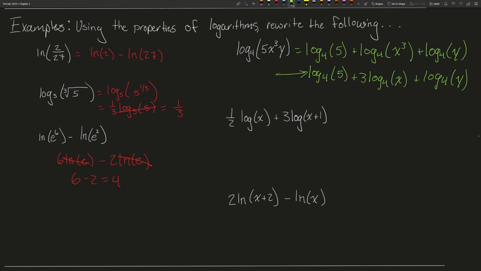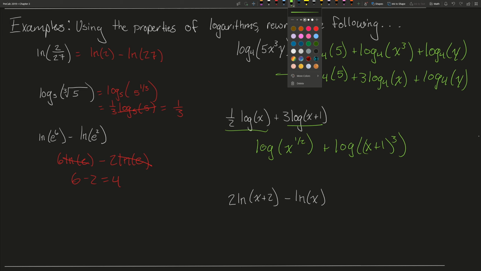The next one says 1/2 log of x plus 3 log of x plus 1. Using the power property, we can rewrite this first part as log of x to the 1/2. And this second part we can rewrite as log of x plus 1 cubed. And because there's a plus sign in the middle, we can multiply those two things together. So then this is equal to log of x to the 1/2 times x plus 1 cubed.